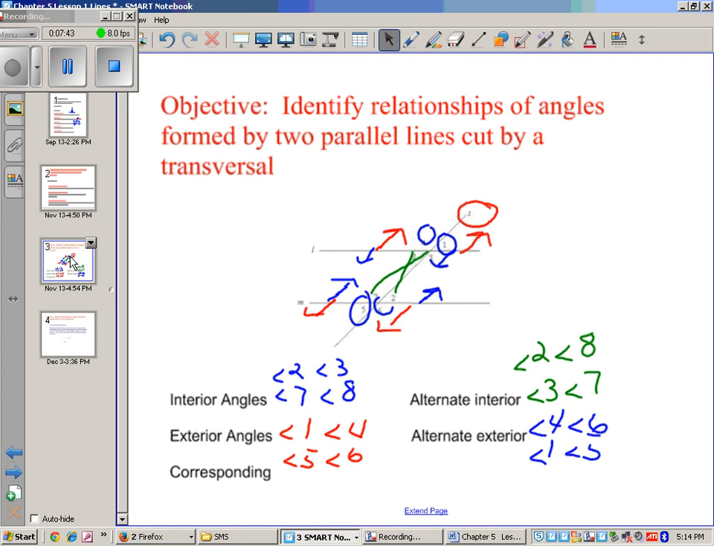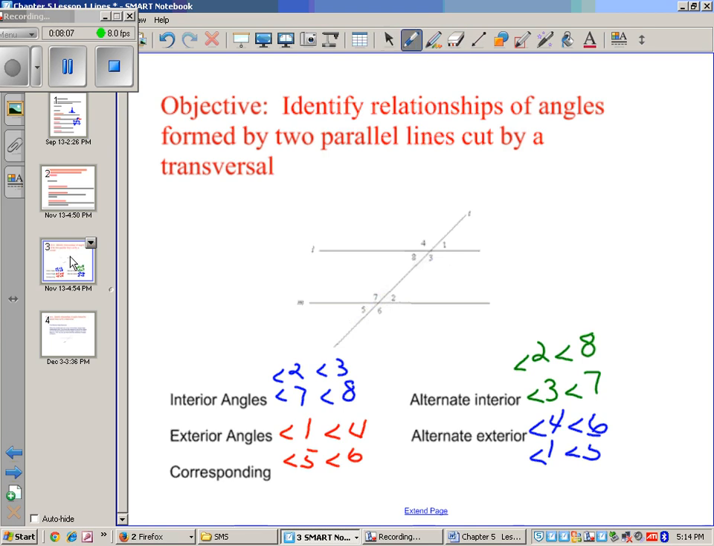Okay, and our last one is corresponding angles. Remember, again, these are angles that are in the same position on the two lines in relation to the transversal. I'm going to clear off some of these right here for a second so we can take a better look at our numbers. Let's look at 4. What do you think corresponds to 4 on this line right here? This would be 7. So 4 and 7 are corresponding.